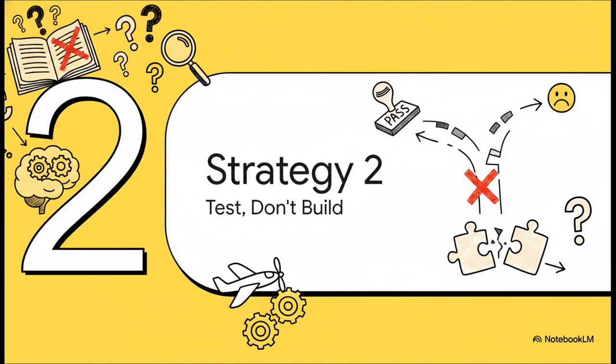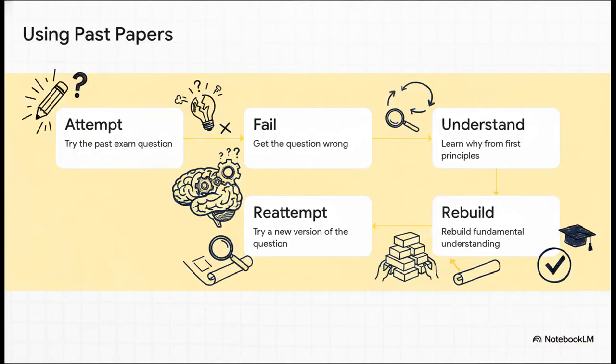Strategy 2, test, don't build. You have got to stop using past papers to memorize frequent questions. Changing just one word in the exam scenario will cause you to fail if you just memorized it. The correct use of past papers is a strict 5-step process. 1. Attempt the question. 2. Get it wrong. 3. Deeply understand why you got it wrong from first principles. 4. Rebuild your knowledge. And 5. Only then do you reattempt the question. You use past papers to test your understanding, not to build it.